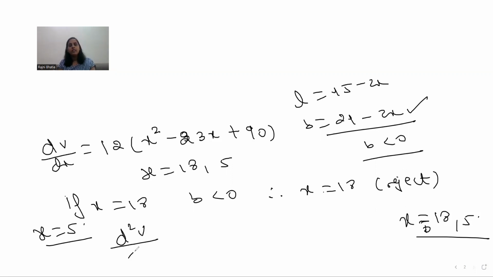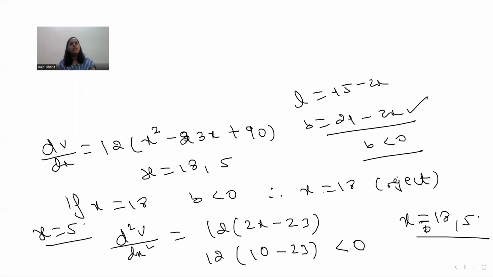Now again, I need to double differentiate it. So this will give me 2x minus 23. If I put x equal to 5, this is going to give me 10 minus 23. Without calculating, you can just get a sense of positive or negative sign. And then just write that since this is negative, therefore volume is maximum at x equal to 5. And x equal to 5 will be your answer.